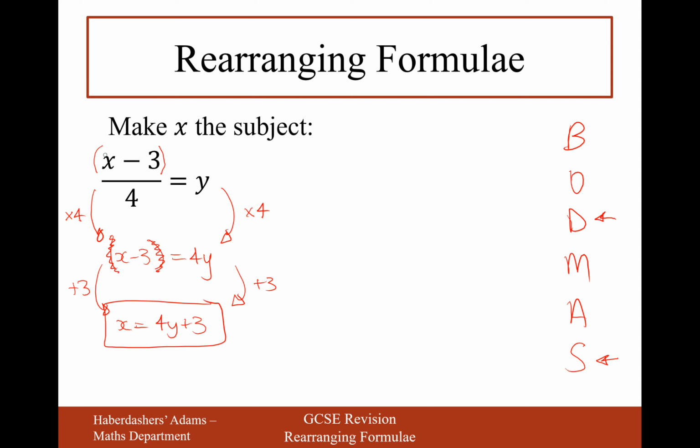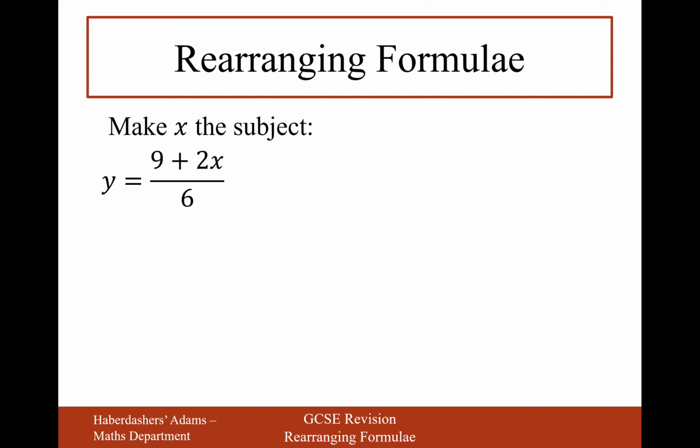So when you see a fraction, you've got more than one thing on the top, just imagine that there's an invisible set of brackets around that thing on the top or on the bottom. If you've got two things added together on the bottom, those things are in brackets. Let's move on to this question.